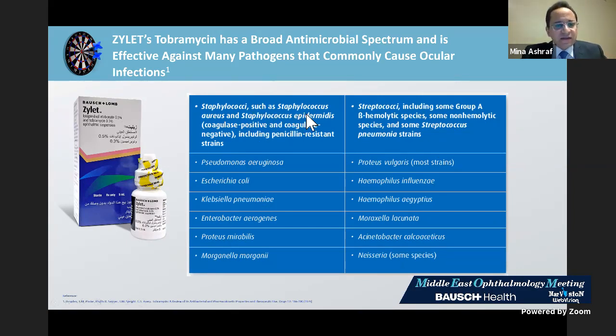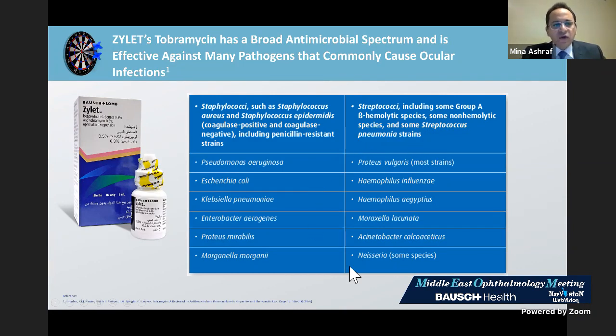Staphylococci such as Staphylococcus aureus, Staphylococcus epidermidis, coagulase positive and coagulase negative, including penicillin-resistant strains, Pseudomonas aeruginosa, E. coli, Klebsiella pneumoniae, Enterobacter aerogenes, Proteus mirabilis, and Morganella morganii. In addition to streptococci, which includes some group A beta hemolytic species, some non-hemolytic species, and some Streptococcus pneumoniae strains.